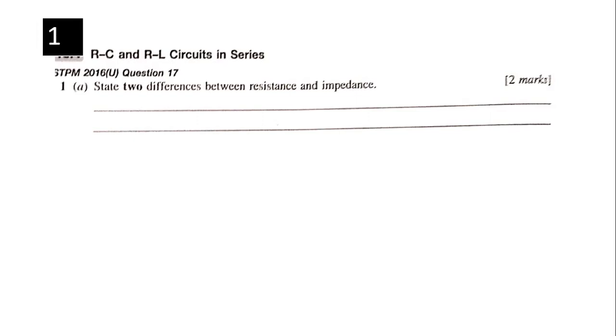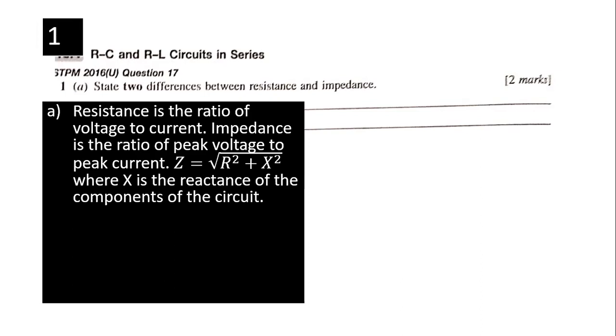The definition is the same. No, I asked for differences, not definition. The difference is that resistance is the ratio of voltage to current, while impedance is the ratio of peak voltage to peak current. Then you can give Z equals the square root of R squared plus X squared, where X is the reactance of the components of the circuit.